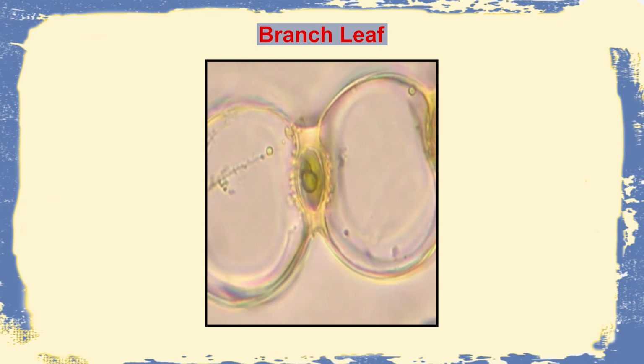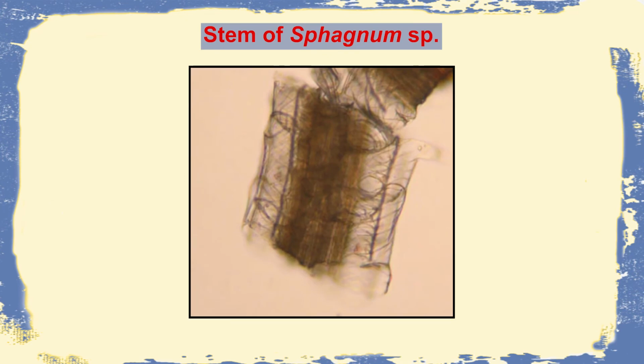And here also a section of the branch leaf is seen where the papillae are present on the cell walls adjacent to the chlorophyllous cells. Now when a section of the stem is made, it is seen that the central part of the stem has a cylinder which is known as the wood. So this is one of the special characteristics present in this particular plant.